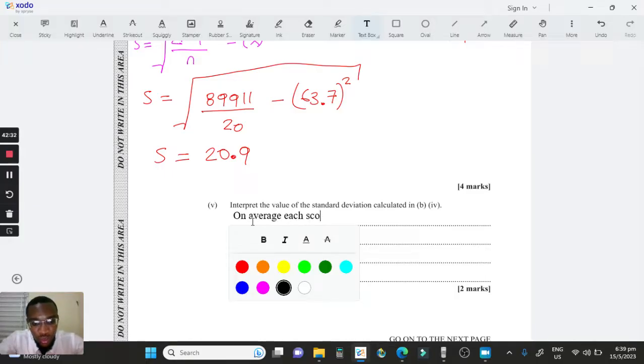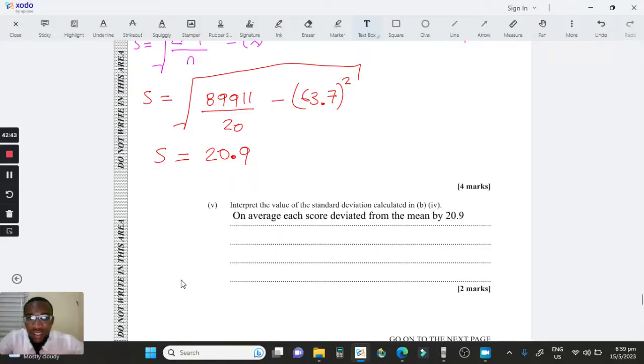each score deviated from the mean by 20.9. That's what the standard deviation is. It's saying on average we can expect each score to deviate from the mean by roughly 20.9. So on average each of the 20 scores deviate from the mean by 20.9. We don't know if it's marks or percentage, so you just put 20.9.